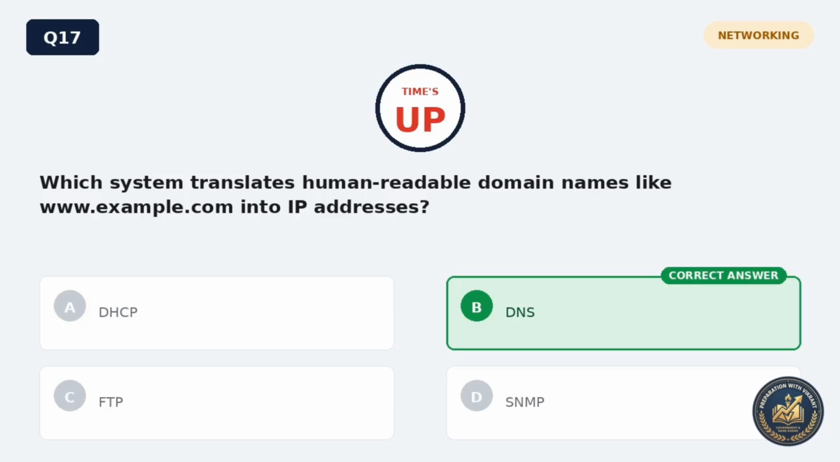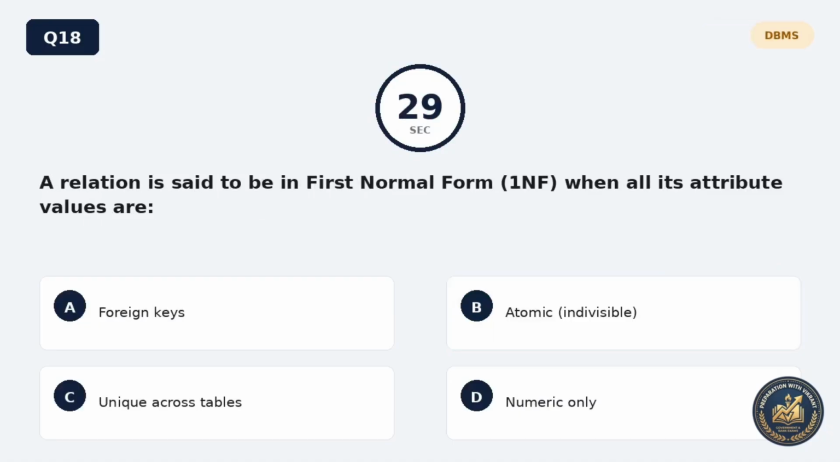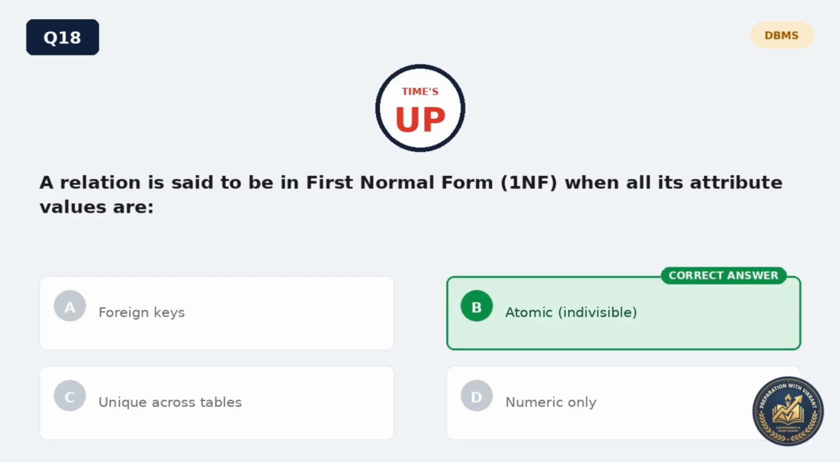Moving to next question. A relation is said to be in the first normal form when all its attribute values are option A, foreign key, option B, atomic, option C, unique across tables, option D, numeric only. So the correct answer is option B, atomic.